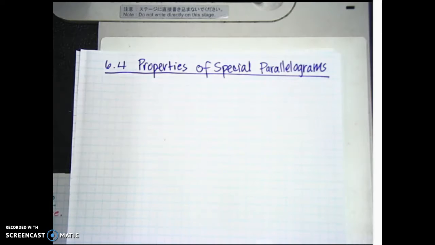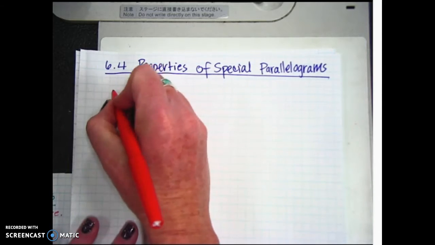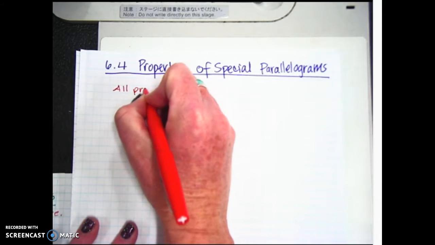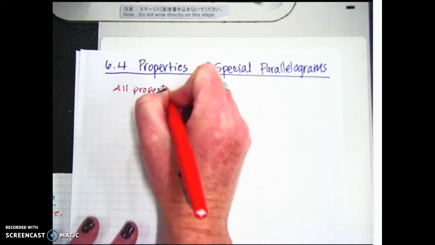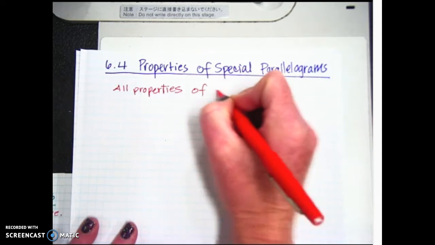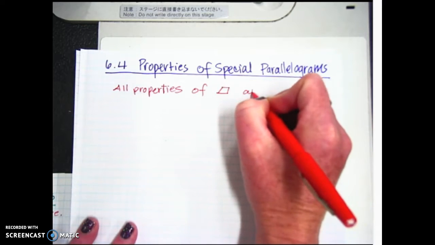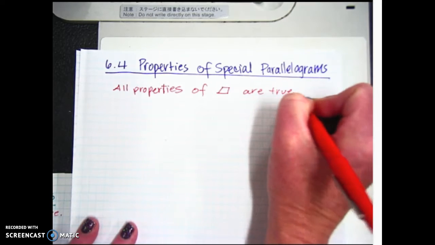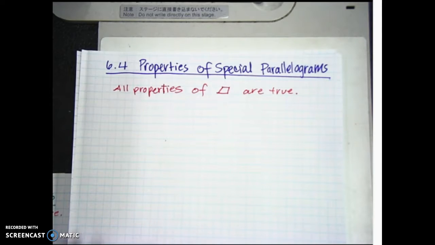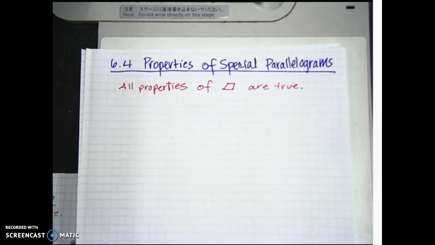Then you go inside the parallelogram to the angles. Opposite angles are congruent, consecutive angles are supplementary, and the diagonals bisect each other, okay? So all of those properties of just regular parallelograms are true about the 3 that we're about to learn about. But there's extra special properties that apply to them as well, okay?